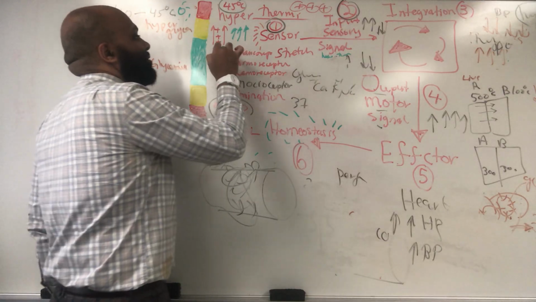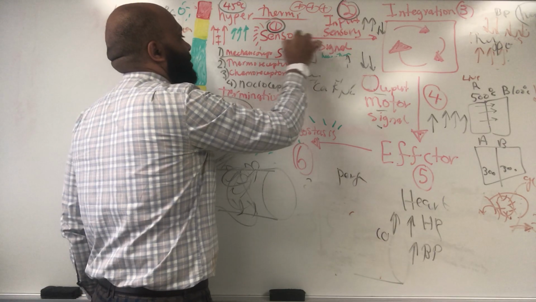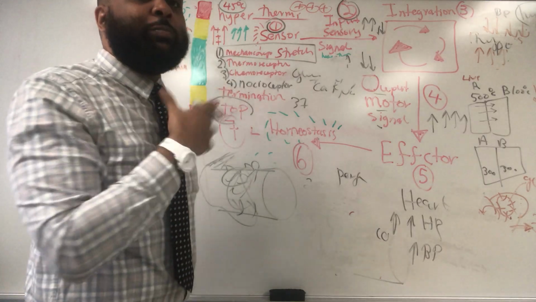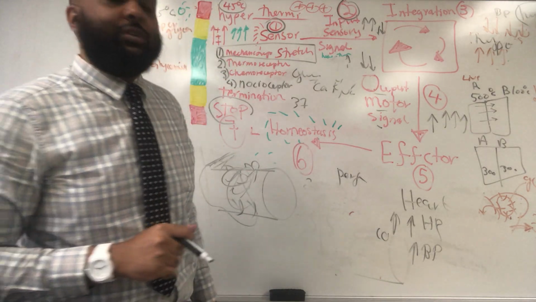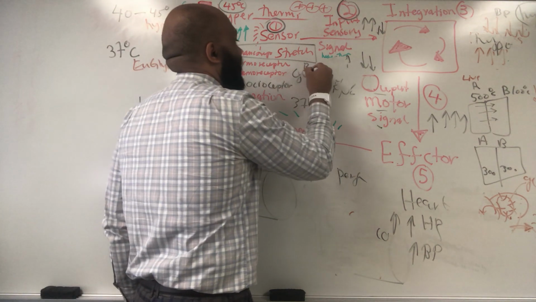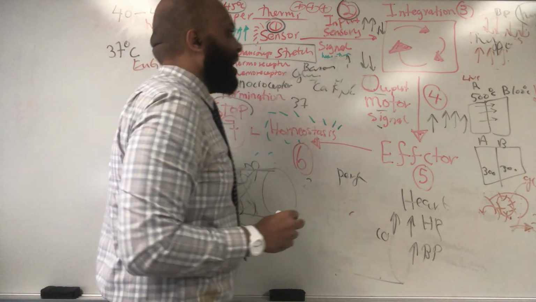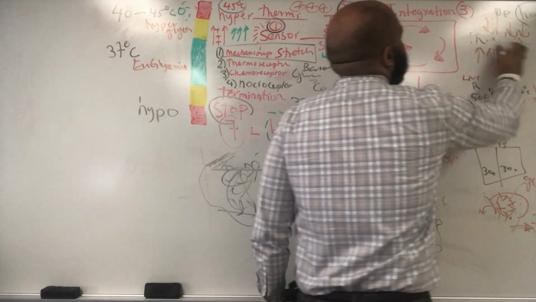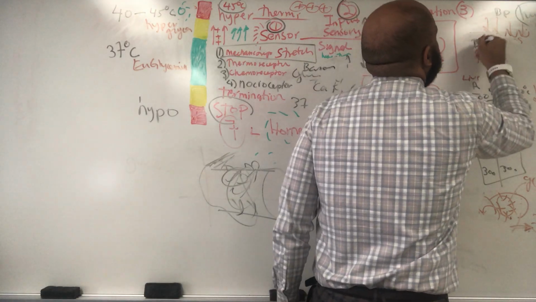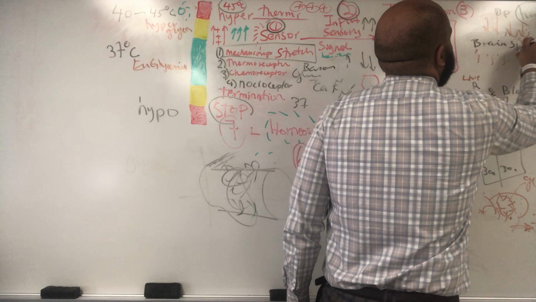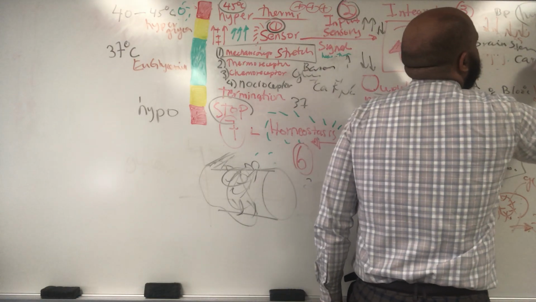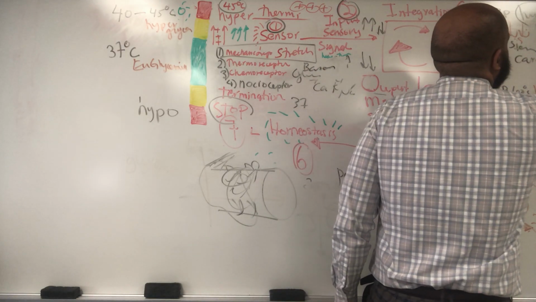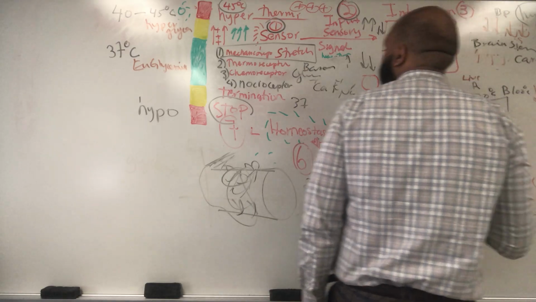The special name of the mechanoreceptors and the stretch receptors that deal with blood pressure is baroreceptor. I made a mistake here. The integrating center is not the hypothalamus. It's called the brain stem. It has a center inside the brain stem known as the cardiac center of the brain stem.